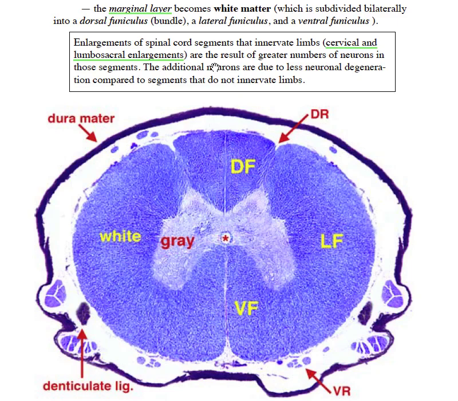Spinal cord segments that innervate limbs are enlarged. They are enlarged because they have more neurons, particularly more efferent neuron cell bodies in the ventral horn. The reason there are more neurons in enlargement segments is not because more neurons were generated in these segments. It is because fewer neurons degenerated in those enlargement segments. The limbs provide more target cells and more neurotrophic molecules, so more neurons survive during development in the segments that innervate limbs compared to segments where there are no limbs, such as this.